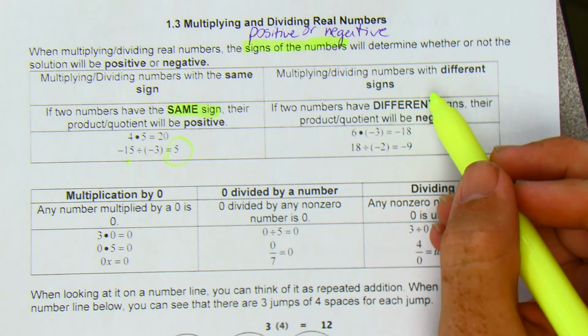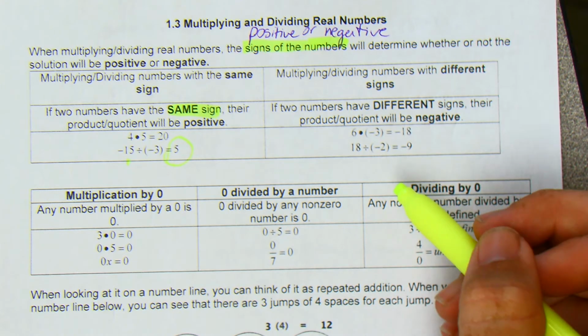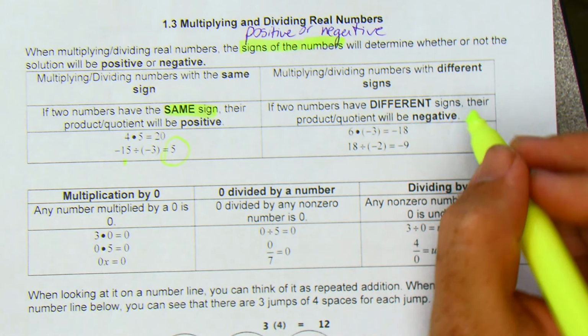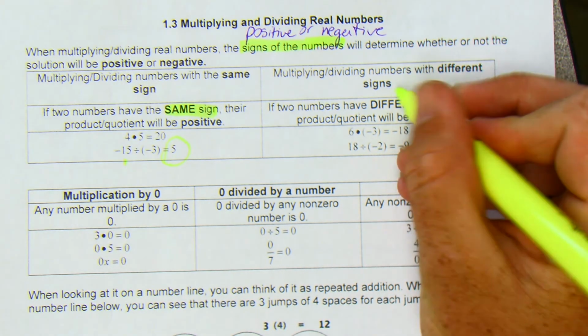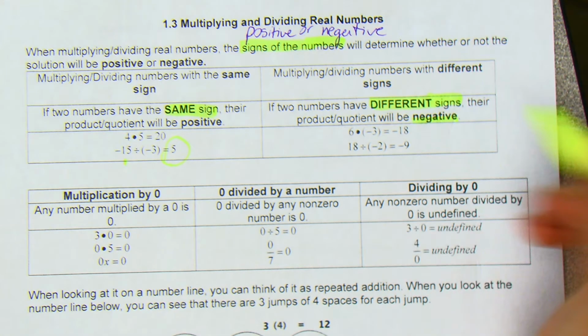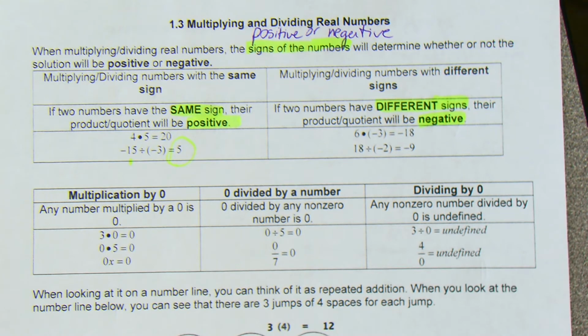Multiplying and dividing numbers with different signs. If two numbers have different signs, so if there's one positive number and one negative number, their product or quotient will be negative. So different signs means negative. Different signs means negative. Same signs means positive.